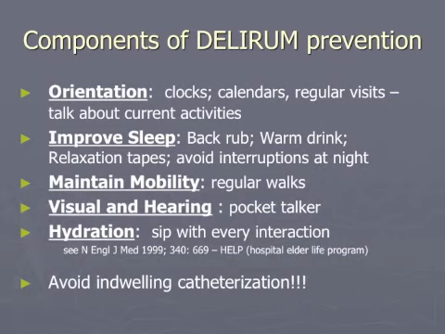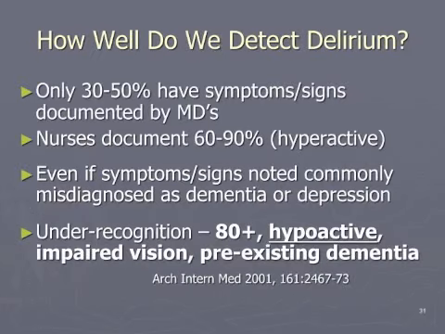The one that is not mentioned in those protocols, but we certainly know is evidence-based, is avoiding catheterization, especially indwelling catheters, because we know that there's a high connection between the development of a UTI and the experience of delirium.